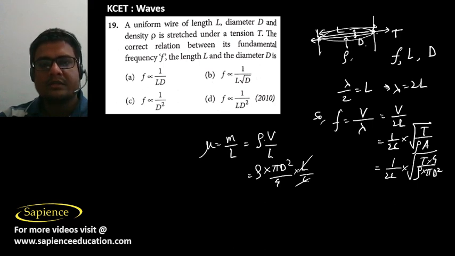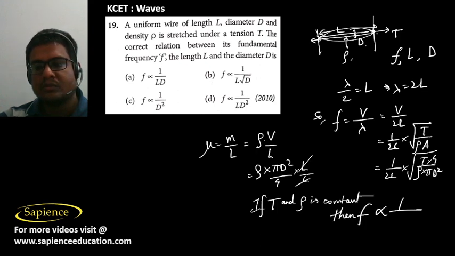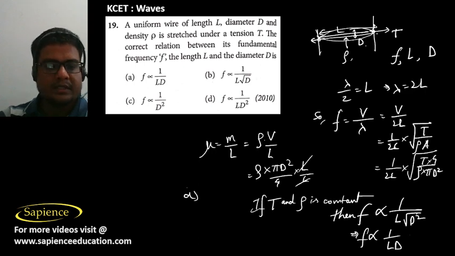So it means that if tension and density are constant, then we can say that the frequency is proportional to 1 by L root over D square. It means that F is proportional to 1 by LD. So option A is the correct answer.